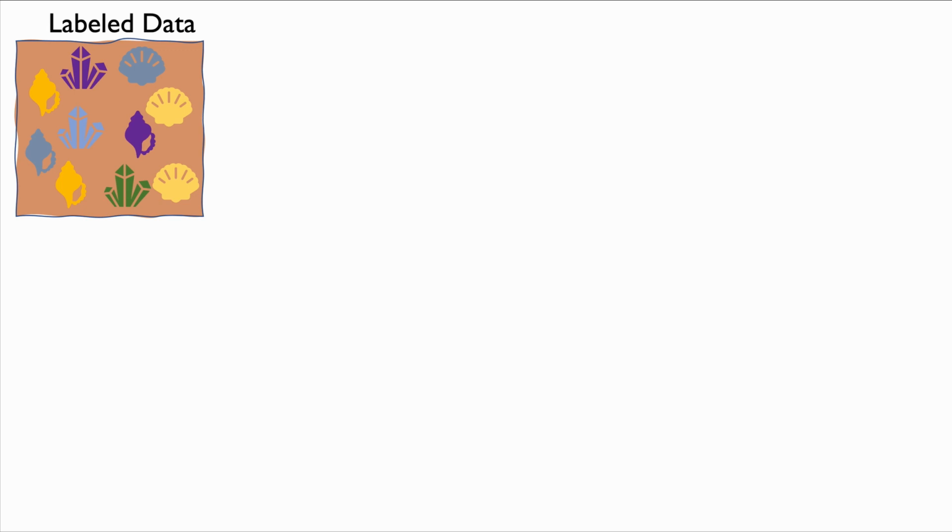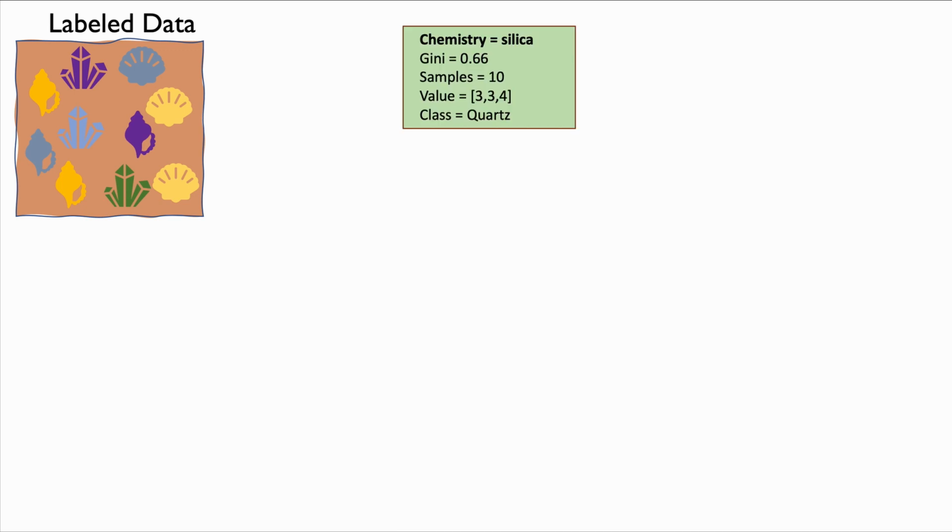Imagine that we have this data set here on the left with three classes. We have gastropods, we have bivalves, and we have quartz crystals. What you do in a decision tree is you ask a question, and that question could be, is the chemistry of this particular sample that you take silica? And you will see that we have different things that we use. We have a Gini number that we'll talk about. We have the number of samples, we have different values, and we have the class.